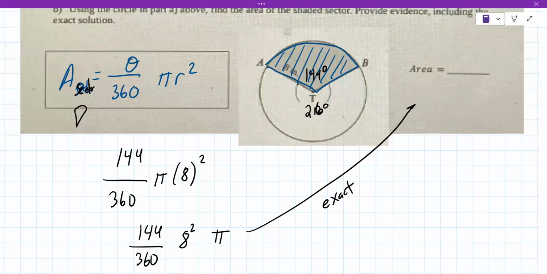It's 144 out of the whole. And then we're using this equation right there, 144 over 360 times 8 squared, to give us the exact area within this pizza slice. The area of the pizza slice, yeah.